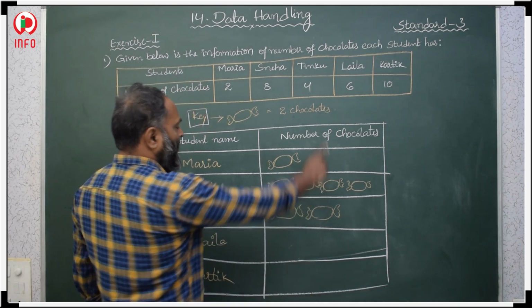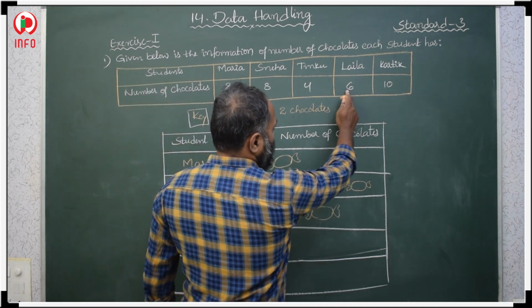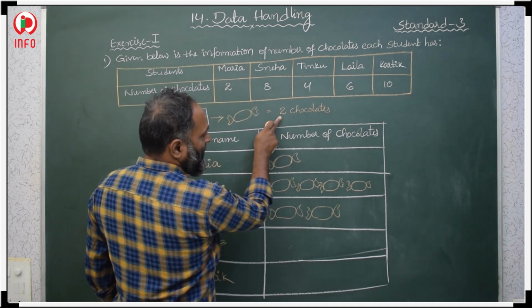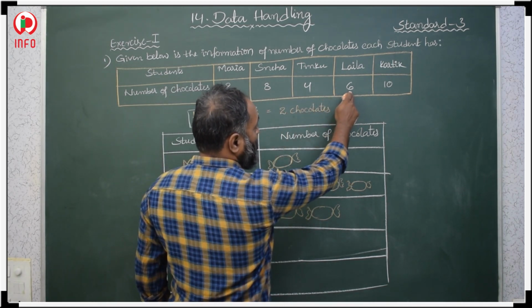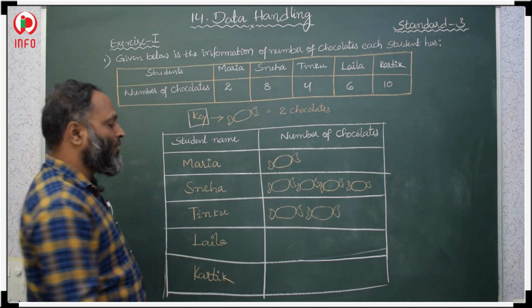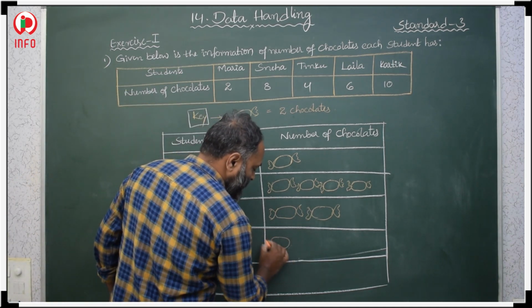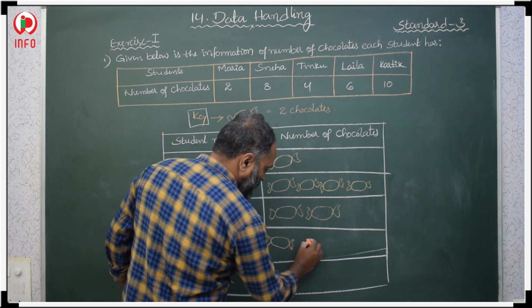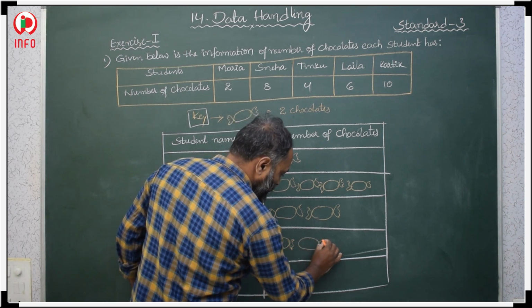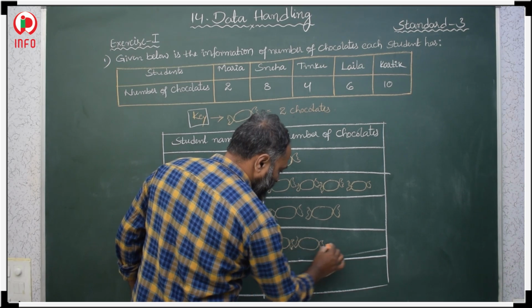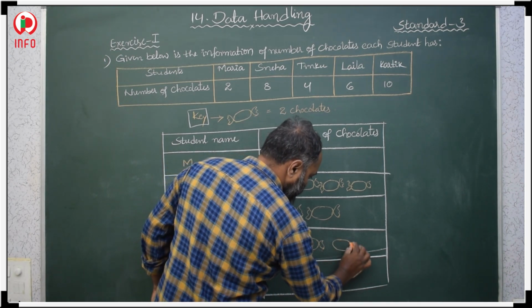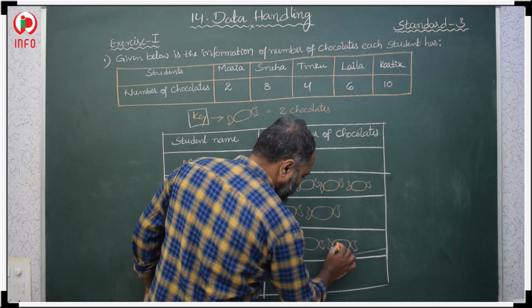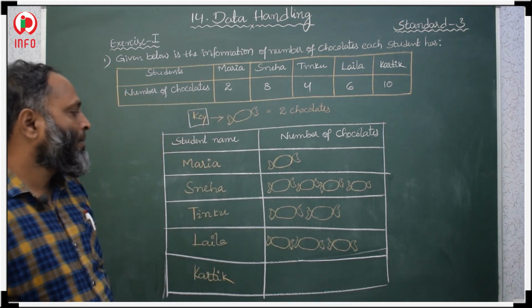Now Laila. How many chocolates does Laila have? 6 chocolates. In the 2 table, when do you get 6? 2 threes are 6, so we should draw 3 chocolates. How many chocolates? 1, 2, 3. 3 chocolates.